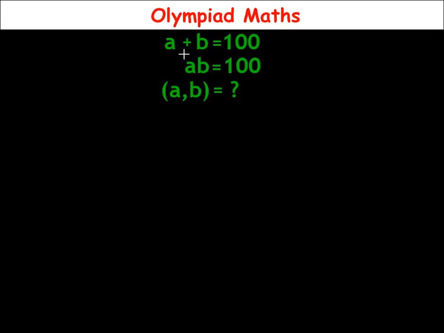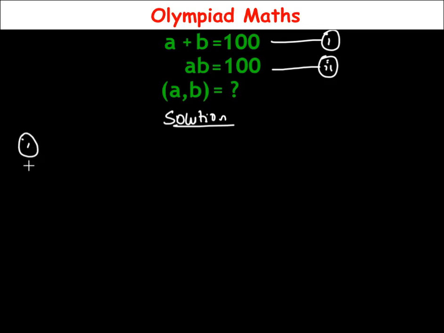So we have: if a plus b equals 100 and a times b equals 200, what is then the value of a and b? Okay, to solve this, solution, let us have it that a plus b equals 100 as equation 1 and a times b equals 100 as equation 2. Okay, so from equation 1, we have it that a plus b is equal to 100, right?